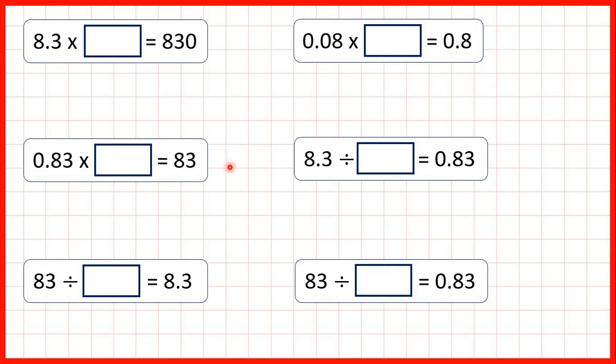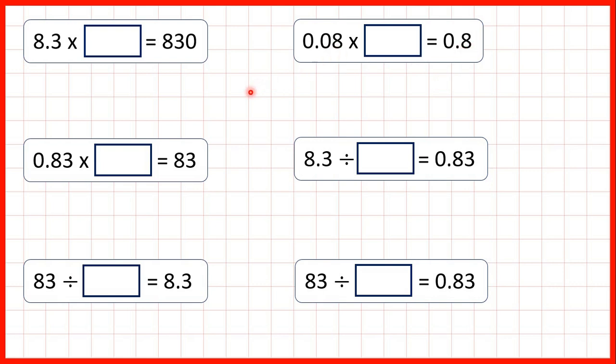So here we have some missing number problems for multiplying or dividing by 10 or 100. And the way that we know that the missing numbers must be 10 or 100 is because if we look at the digits in our question, or at least the digits that are not 0, they're the same in the question and the answer. So for this first question, if we ignore the place values, we have an 8 and a 3, and in our answer we have an 8 and a 3. In this question we have an 8, and in our answer we also have an 8.